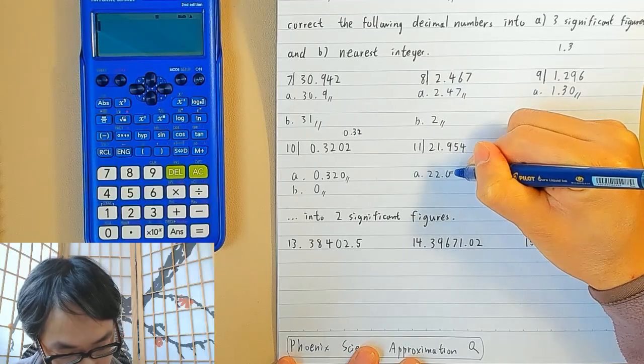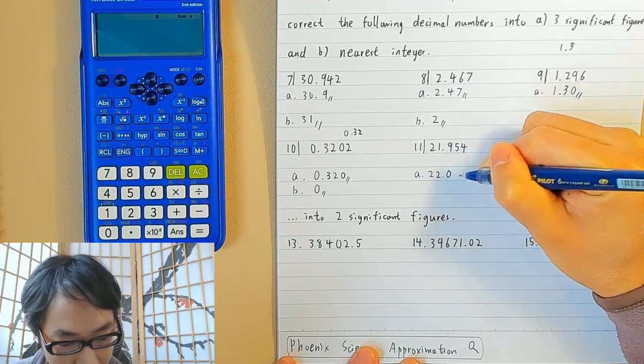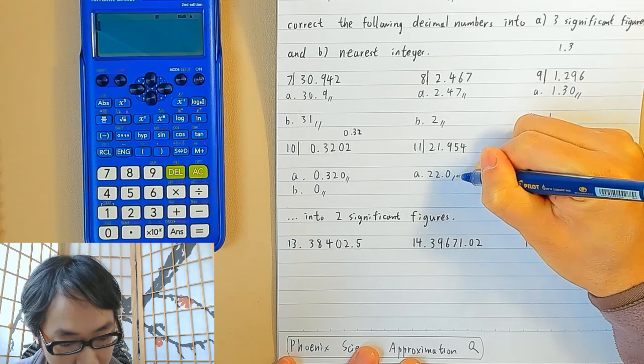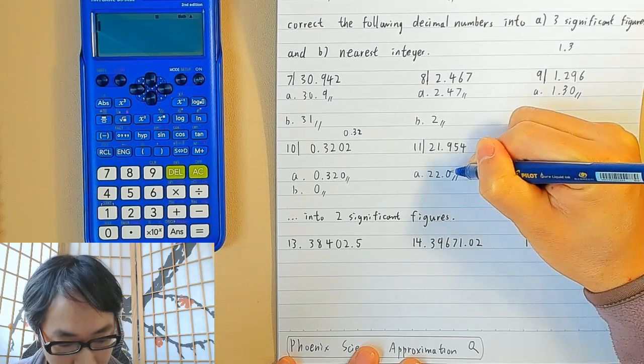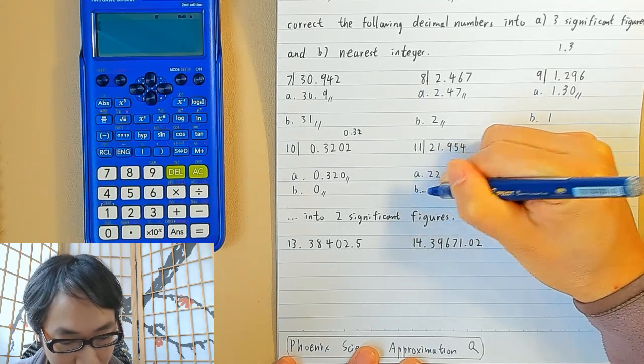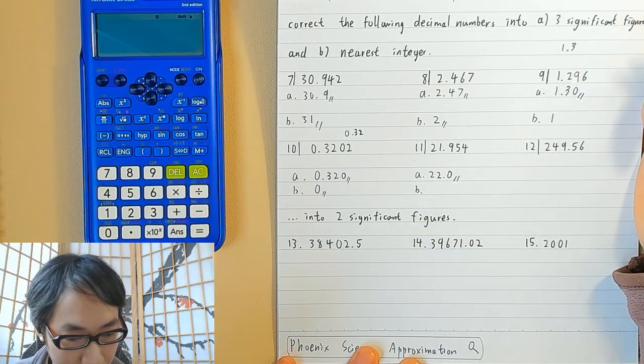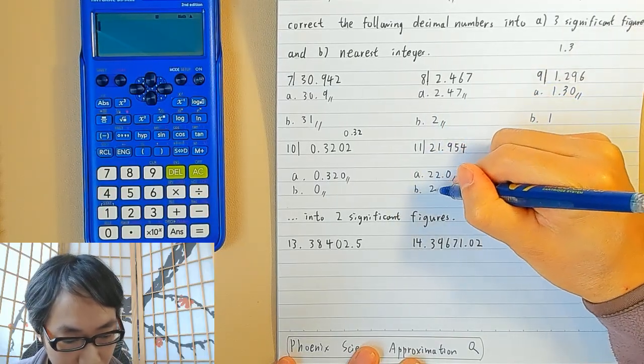So 220. Keep the decimal dot in place. And then this is three significant figures: 1, 2, 3 significant figures. Okay. And then B, nearest integer, 22.